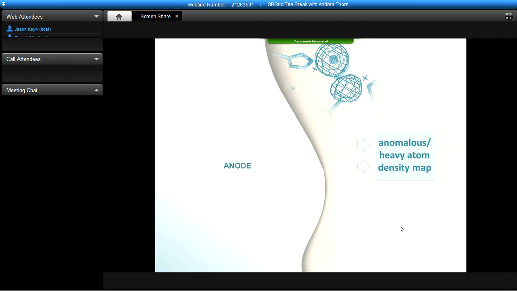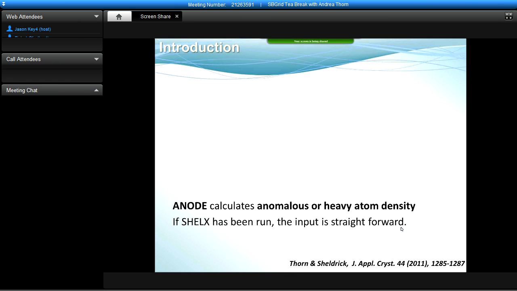I'll give quickly 2 slides about Anode. Anode calculates anomalous or heavy atom density. And if SHELX has been run, the input is straightforward. The program is distributed together with SHELX. However, it's not a program to solve the phase problem. It's rather there for validation or to look at radiation damage-induced reactions and structures.